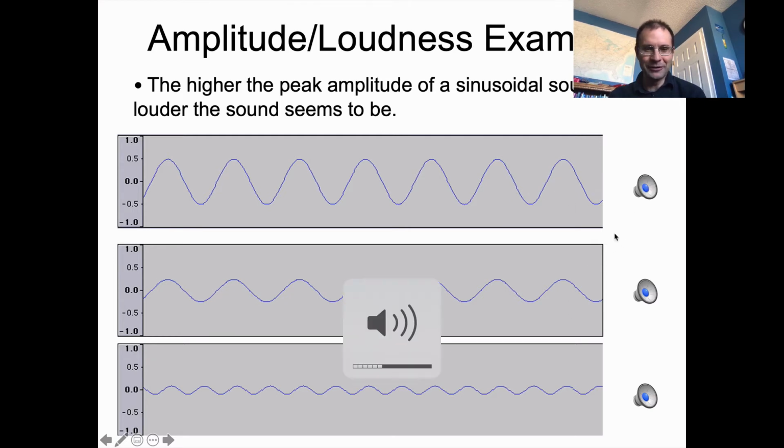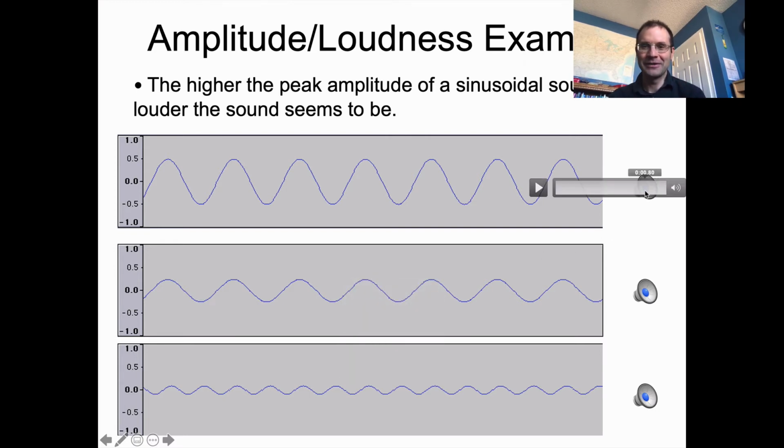Actually, I will make that one a little bit louder so you can get the full effect. Don't turn your volume up too loud, though.